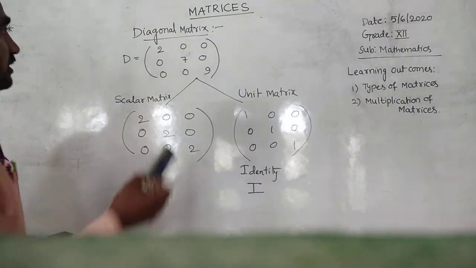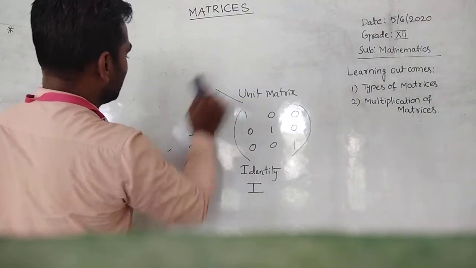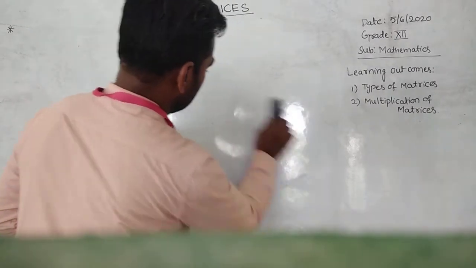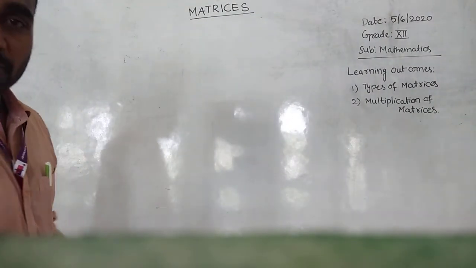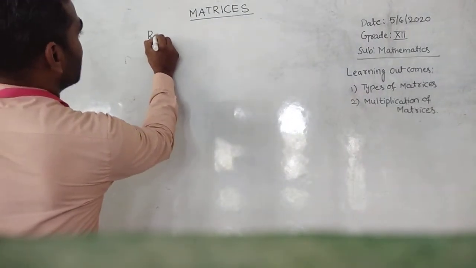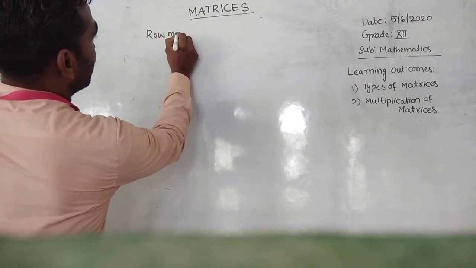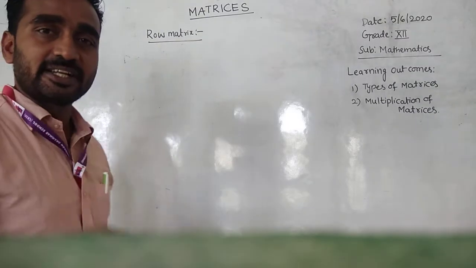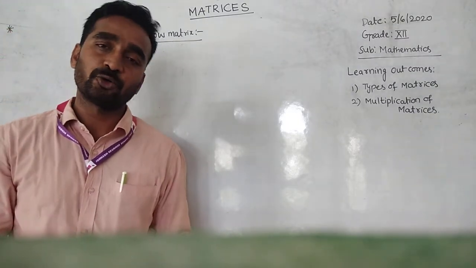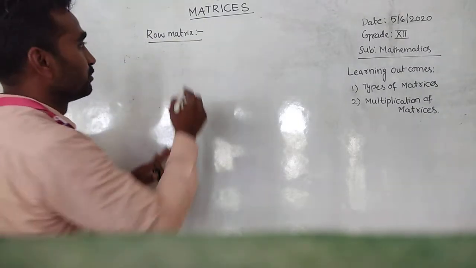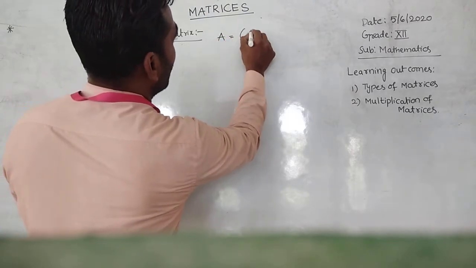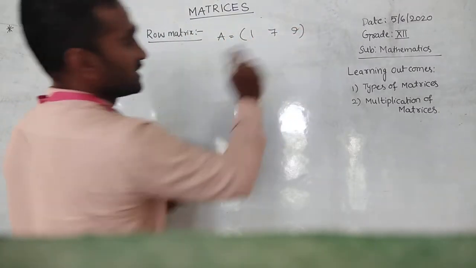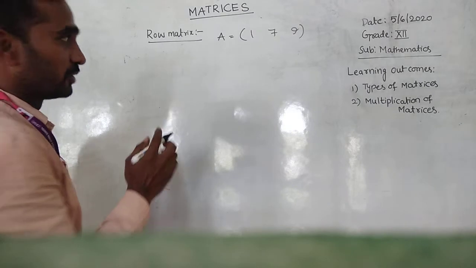Next, a few more types of matrices after the diagonal matrix. First one, row matrix. A matrix that contains only one row is said to be a row matrix, so M is equal to 1. For example, here A is equal to 1, 7, 9, 8. This is a row matrix. It contains only one row.